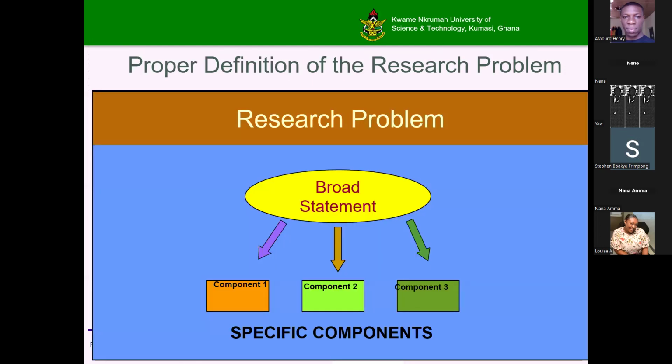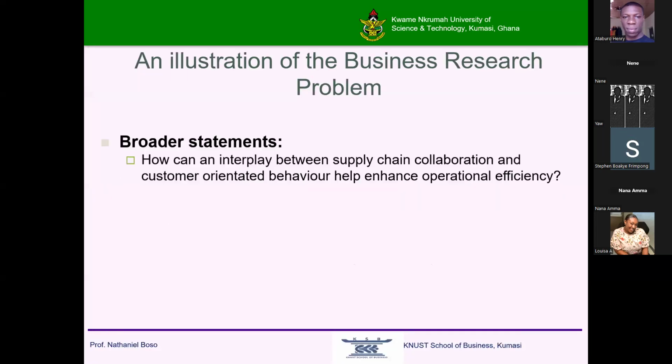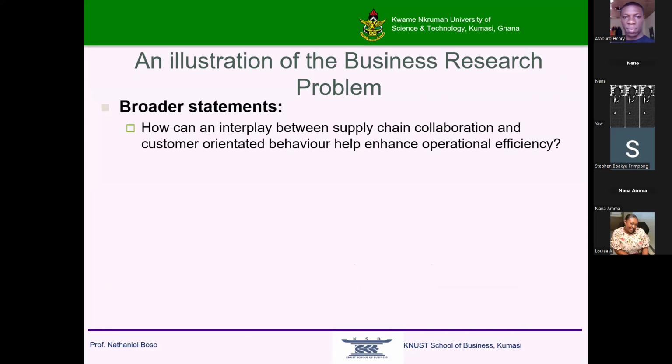So when we have clearly defined a research problem, we make a more broad statement which captures the components of the problem. You look at examples. This is a typical broad statement for a research. How can an interplay between supply chain collaboration and customer-oriented behavior help enhance operational efficiency? We have words like how, can, and. Let's forget about them. A key word here is interplay. Okay?